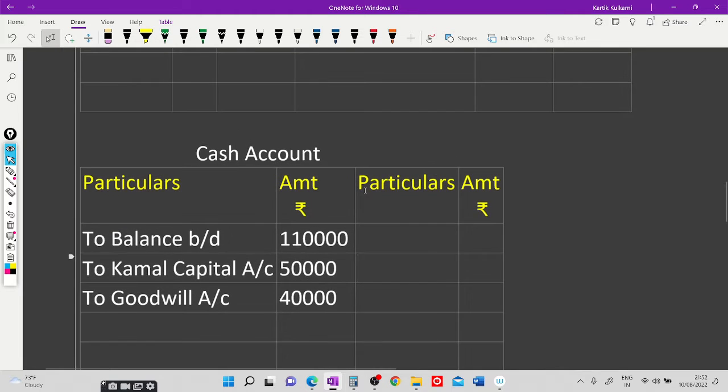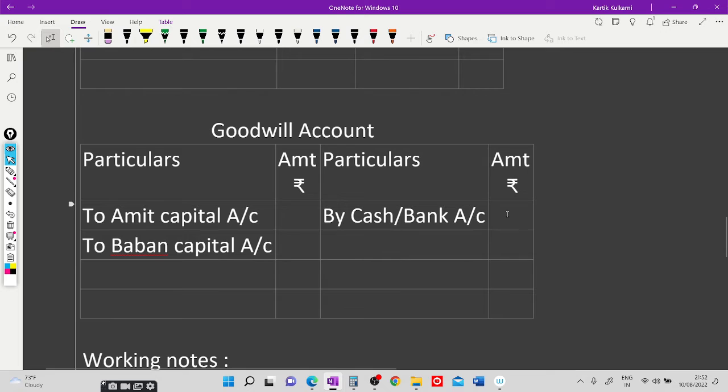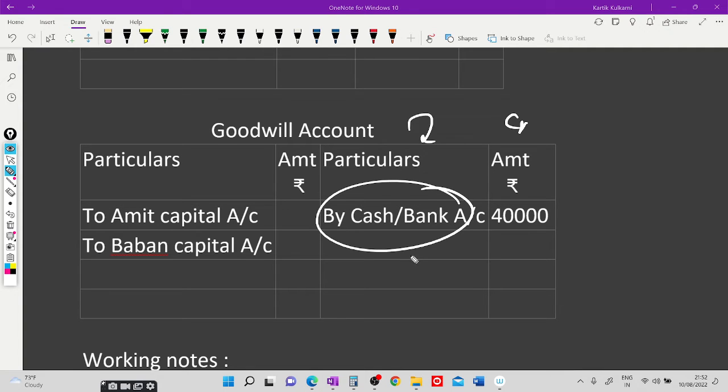And goodwill account will be credited. So on the credit side of the goodwill account, we will write the name of the account which is debited, that is 40,000 cash account. On the credit side, in the particulars column, we write the name of the account which is debited.